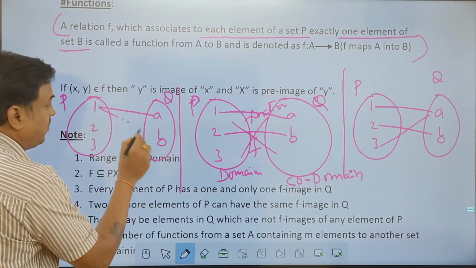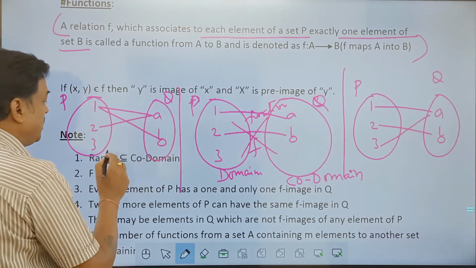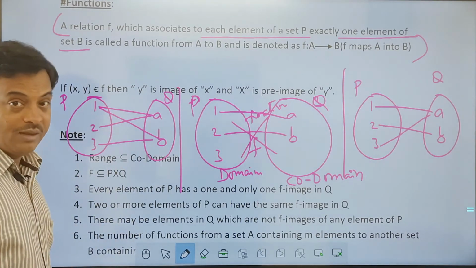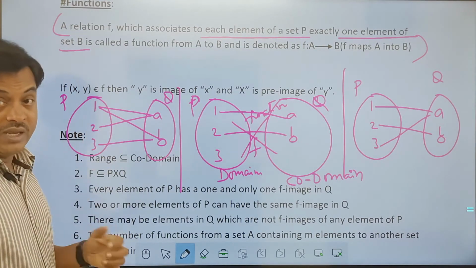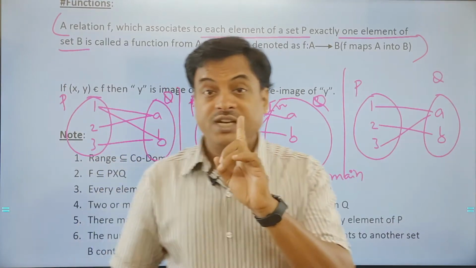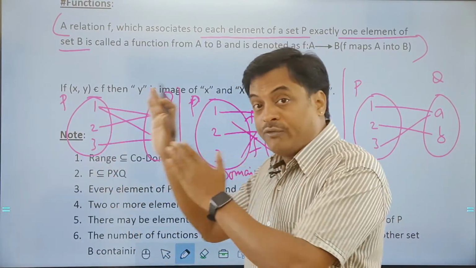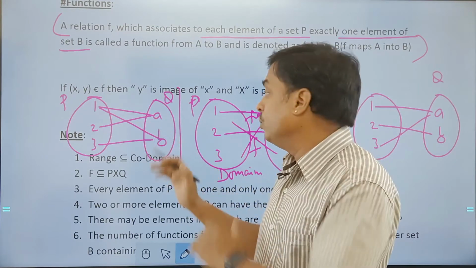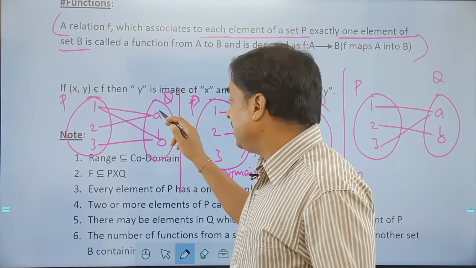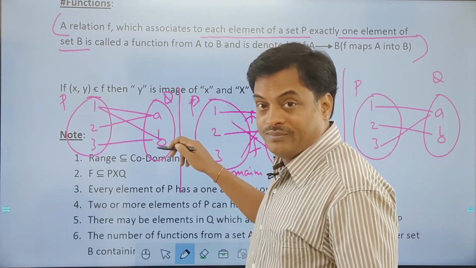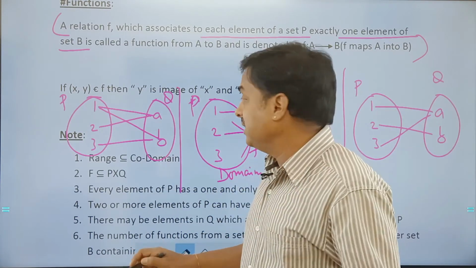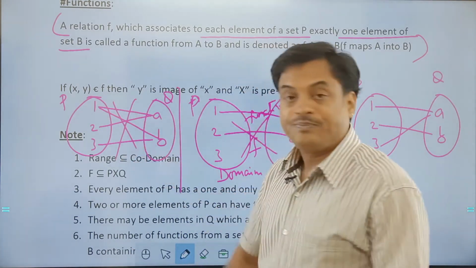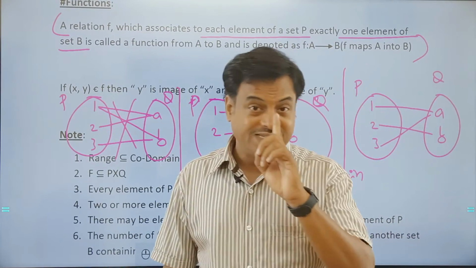A similar picture I'll take here to make you understand. Say this is P, this is Q with elements 1, 2 and 3 and elements A and B. Say 1 is mapping with A and B, 2 is mapping with A, 3 is mapping with B, for example. Now here how many images has 1 got? The definition says it should associate with exactly one element of Q. But here 1 is associated with 2 elements of Q. Instead of one element, it is associating with 2 elements. Again, this is not a function.